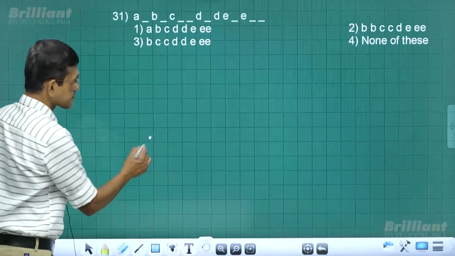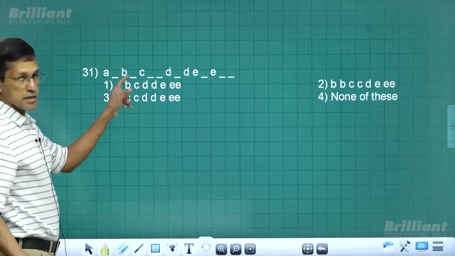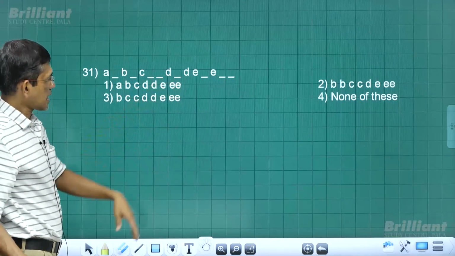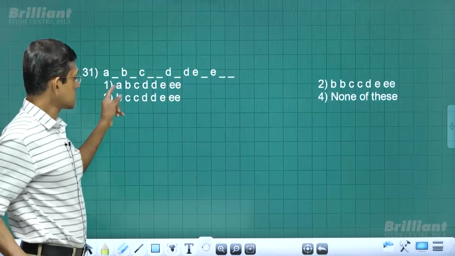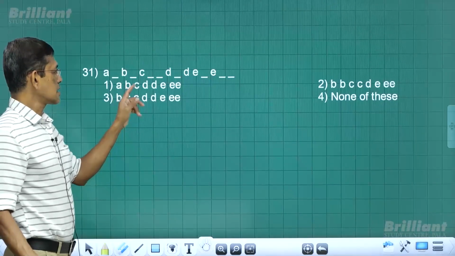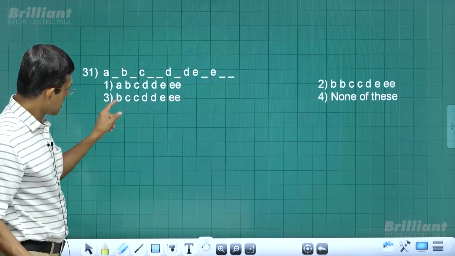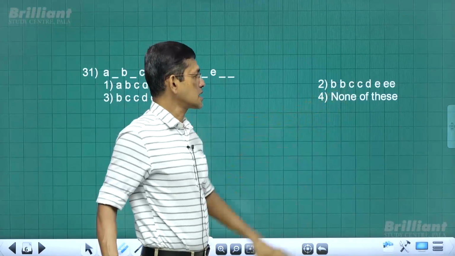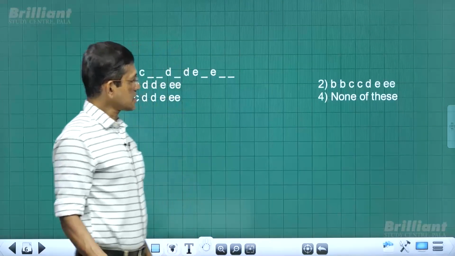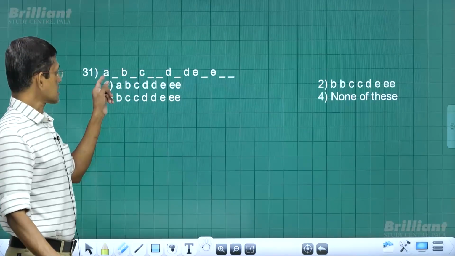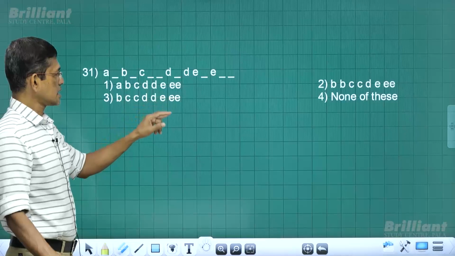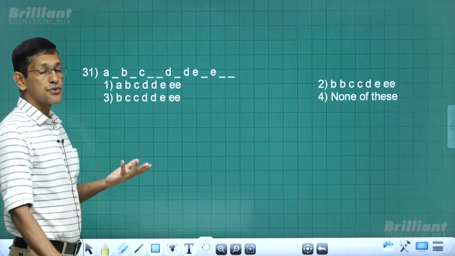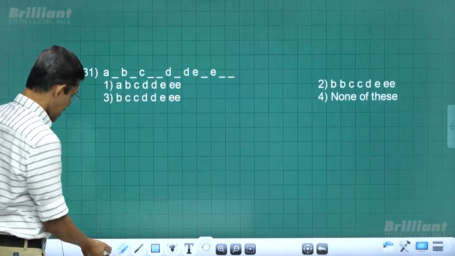Next, a similar type of question. In this case, you have A, B, C, then a blank, then B, B, after B a blank, then C, and then you have some more blanks there. And when you look at the answer choices, the letters are A, B, C, D, E, etc. The third answer choice is B, C, D, E, etc. The second answer choice is B, B, C, C, D, E, E, etc. So the series has letters A, B, C, D, E, a series of letters from A to E in some order. So how do we find that pattern?